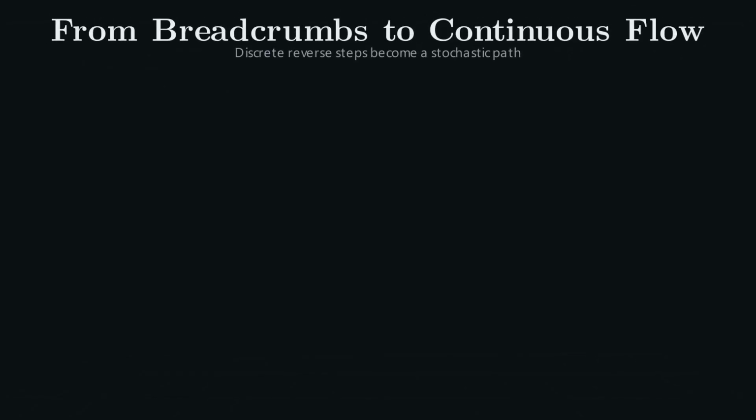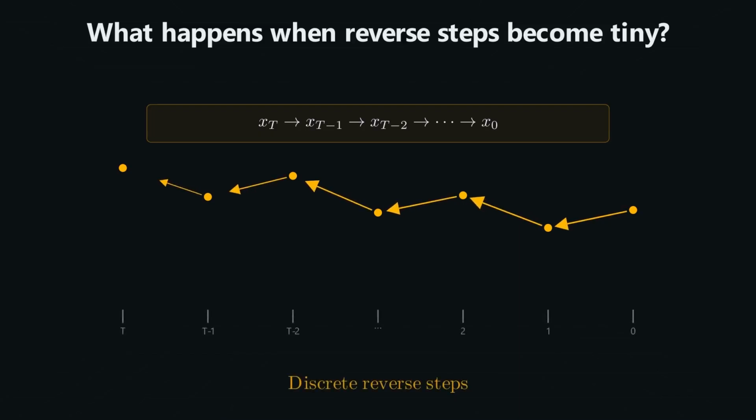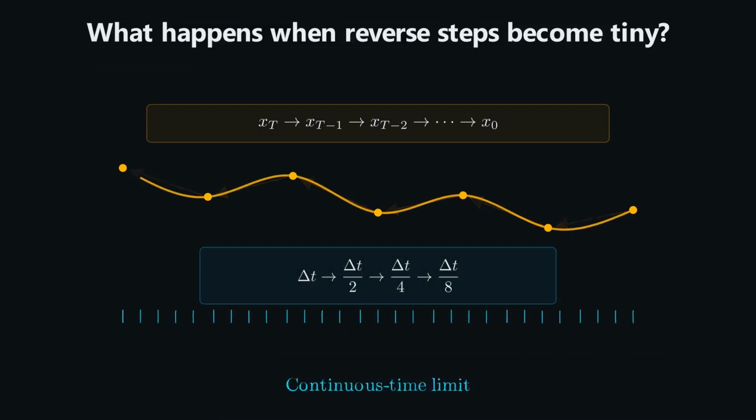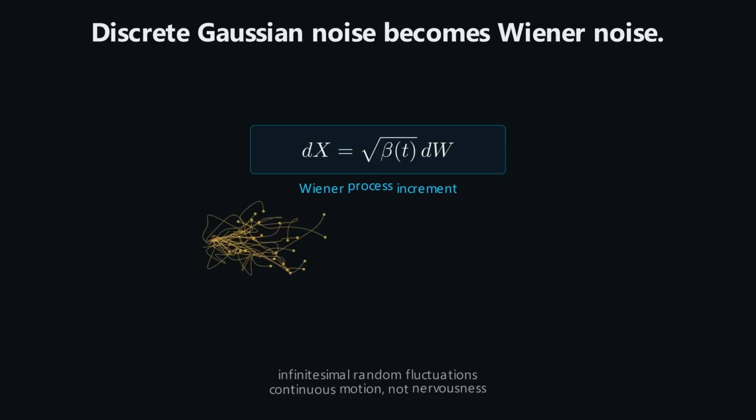We now take the discrete reverse steps and make them denser. The gaps shrink. The ticks on the time axis divide again and again: half, quarter, eighth, 16th. Eventually, the separate breadcrumbs blur into a continuous curve. When the steps become infinitesimally small, the discrete noise term is replaced by a continuous random motion term, dW. This is the increment of a Wiener process. The Wiener process is the standard mathematical model for continuous random motion. It is the formal version of "this particle is jittering forever," and no, it is not just nervous.